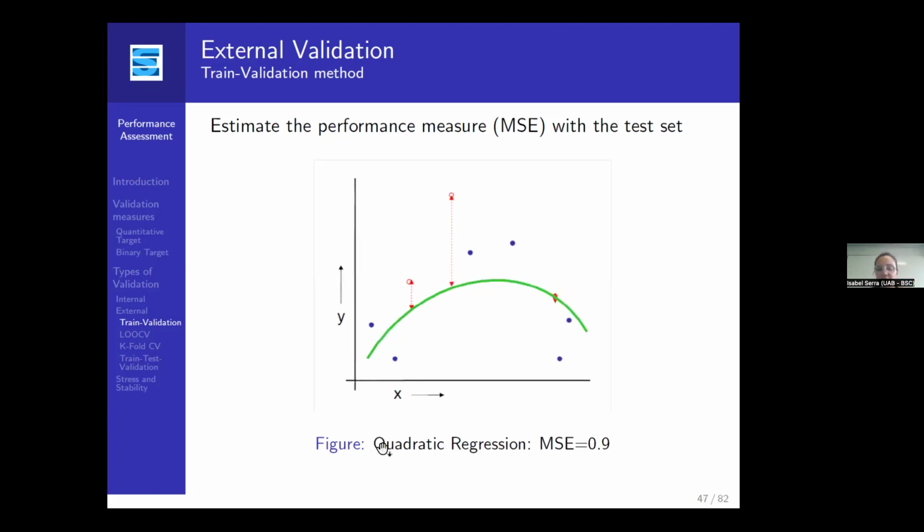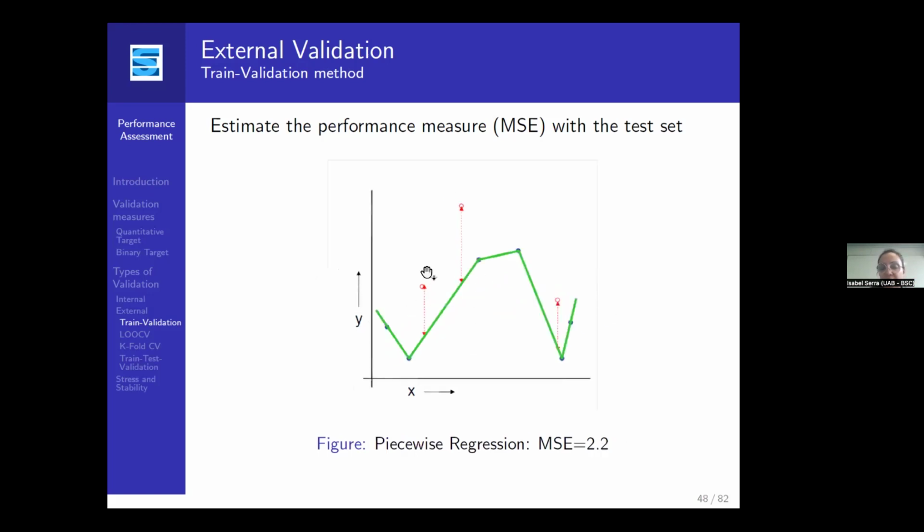When you consider quadratic regression, you can see the result is closer than previously. Okay, the same idea. But of course, when you consider piecewise, when you consider blue points for fitting, then at the red points the error is increased. You remember you had 0 mean square error and now you have 2.2.